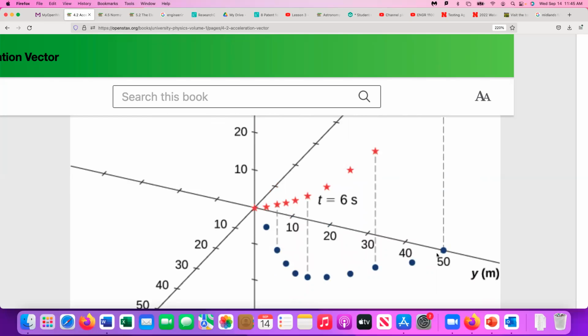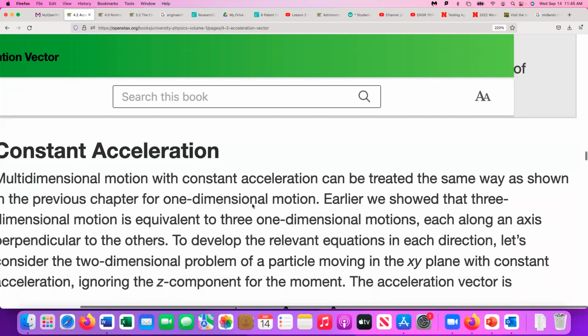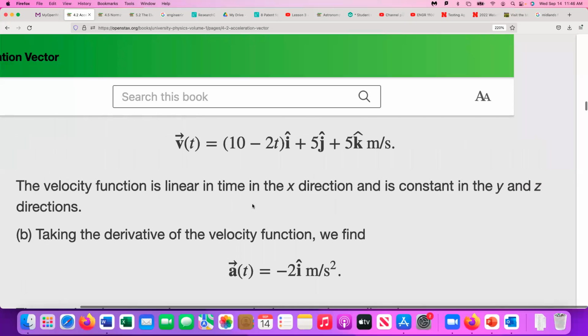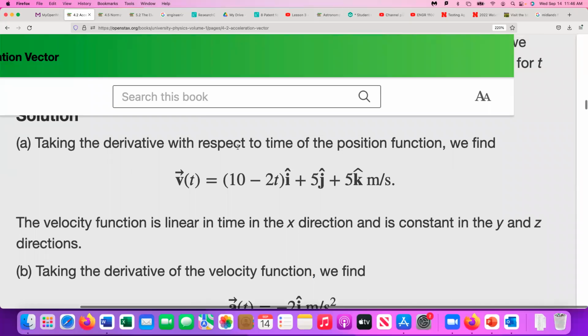And then if you plotted the velocity, you would find out that the velocity is increasing. So the velocity is increasing over time. It's getting faster and faster and faster over time. And that we learn from the velocity equation, which we had back here. So the velocity has this. It's constant in the y and z direction, but it has this acceleration, it has a change in time in the x direction.